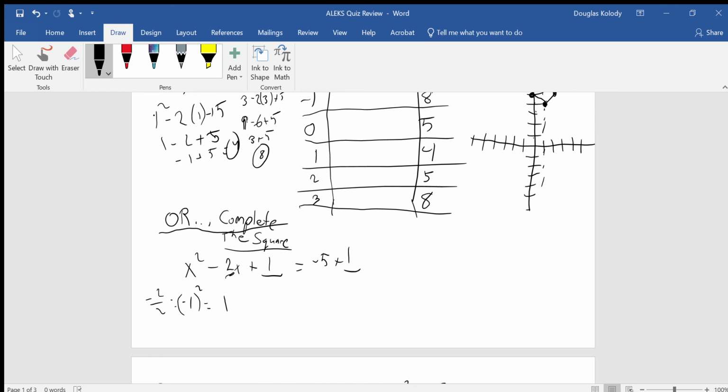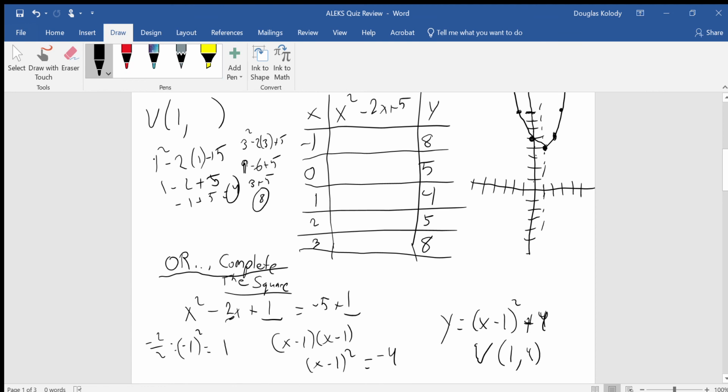I kind of drew in space where I needed to go there. So x squared minus 2x plus 1 is a perfect square trinomial that factors to x minus 1 and x minus 1, or x minus 1 quantity squared, and then it equals negative 5 plus 1, which is negative 4. Last but not least, add the negative 4 back over to the other side. You get y equals x minus 1 squared plus 4. Take a look, everybody. The vertex of this parabola is 1 unit to the right, so positive 1, and 4 units up, positive 4. Isn't that the same 1 comma 4 that we got right here?